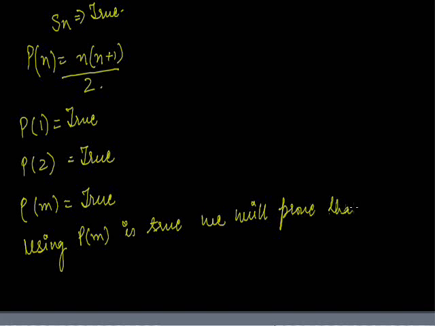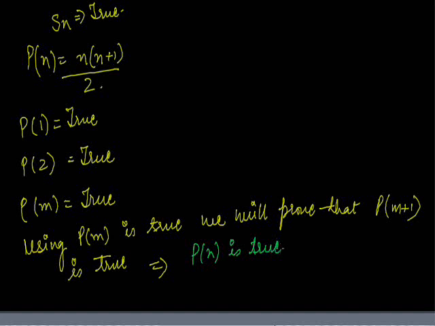we will prove that P of m plus 1 is true. So initially what we had, P1 is true, P2 is true, Pm is true, and using Pm is true, we will prove that Pm plus 1 is true, and when Pm plus 1 is true, we will finally deduce that Pn is true for every natural number, for all values of n.